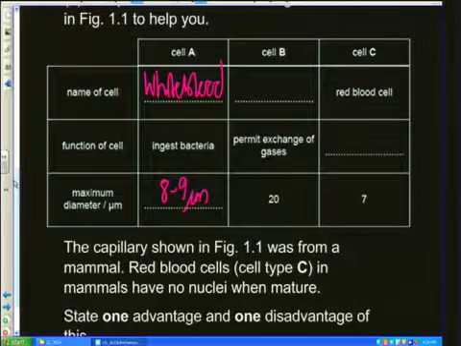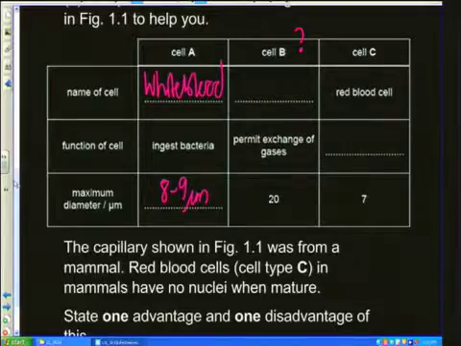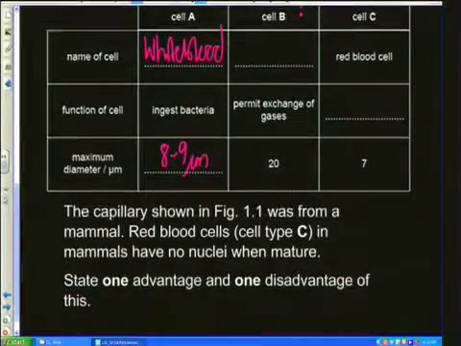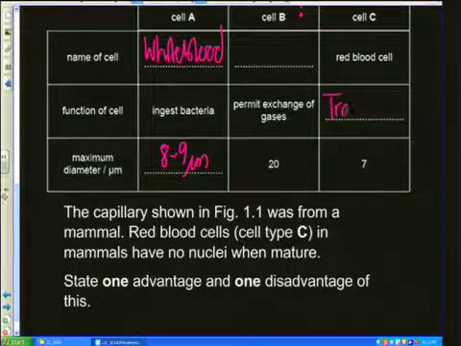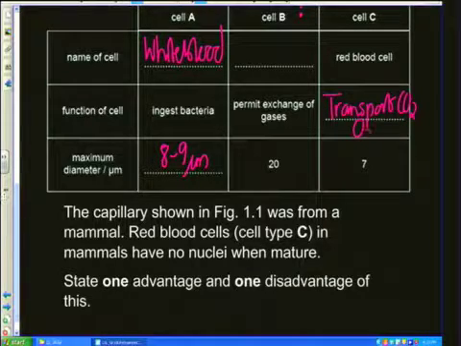Now, this is my question mark one, so I'm going to skip that for just now. Cell number C is my red blood cell. What is its function? If we have a look here, cell number C, we know is my red blood cell. What is its function? It transports my gases, carbon dioxide and oxygen.